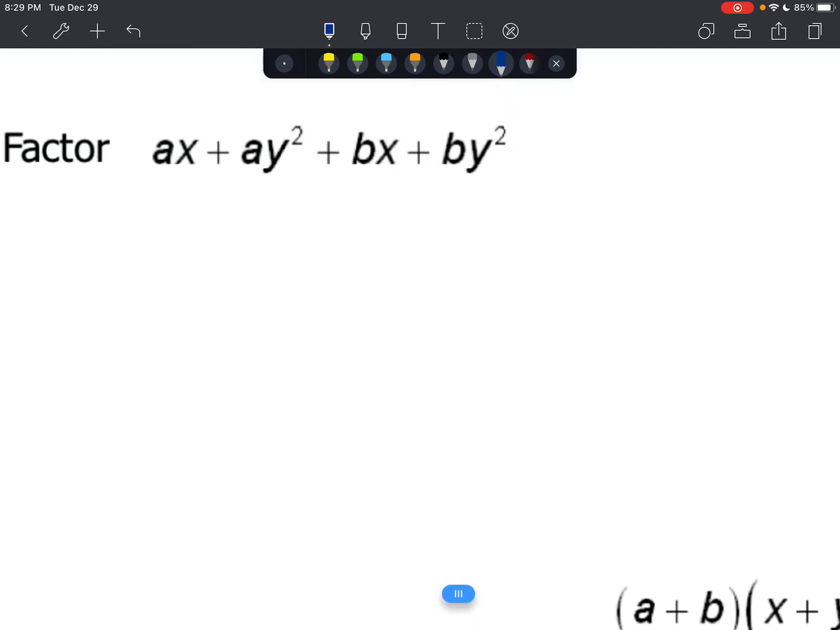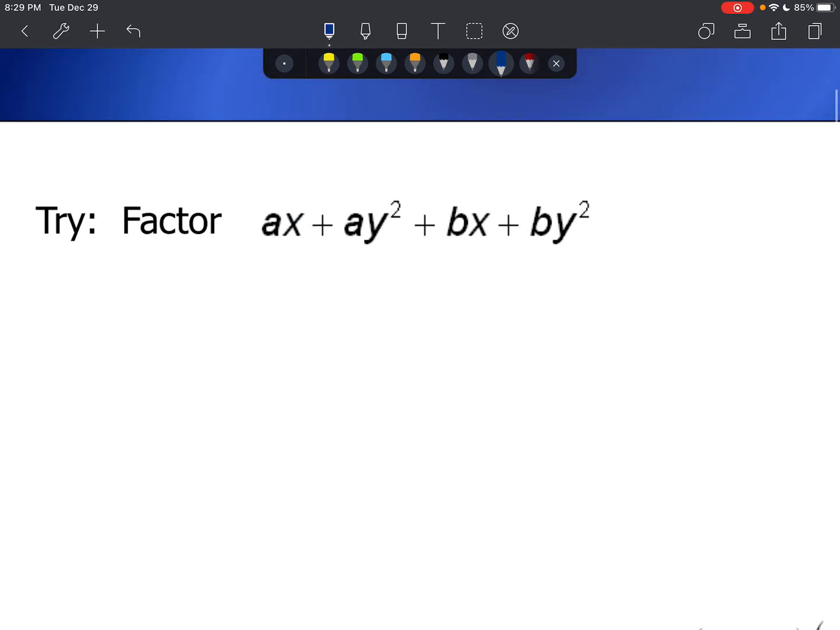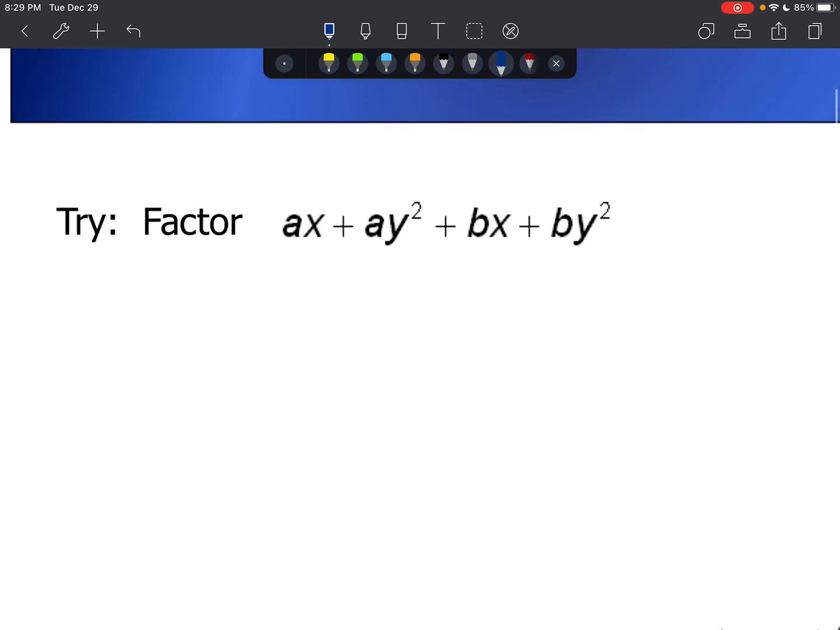Let's try another. Here we go. ax plus ay squared plus bx plus by squared. Go ahead and press pause. See if you can factor this by grouping. Use 2 different colored highlighters. Come on back and check your answer.